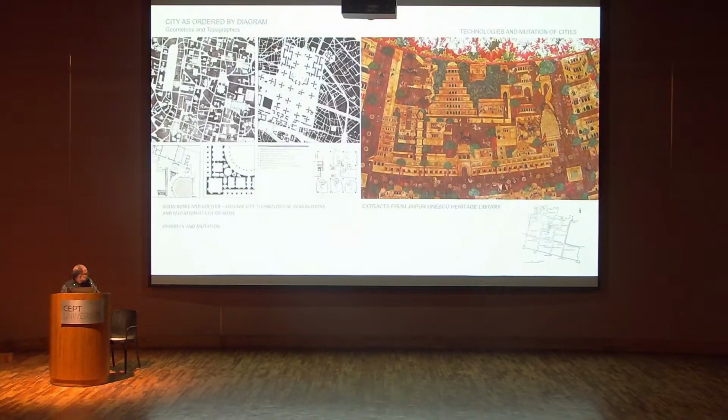So on one hand we have, that's an extract from the Jaipur UNESCO Heritage Library, a very interesting note on the act of constructing, planning the city of Jaipur. Almost a standardized process, but in the standardization of assembly, a whole range of creativity and choice that was provided to each of the craftspersons.